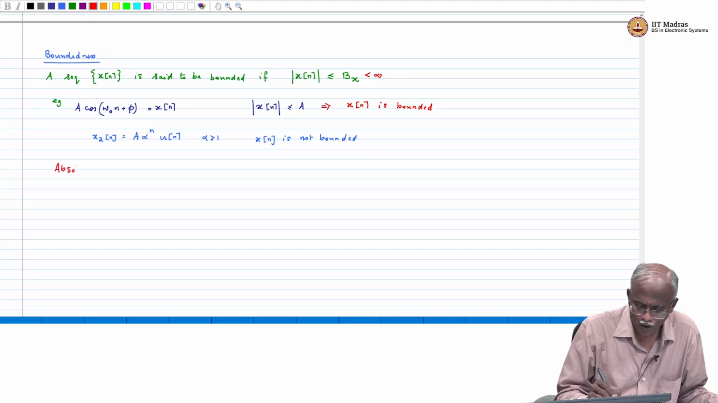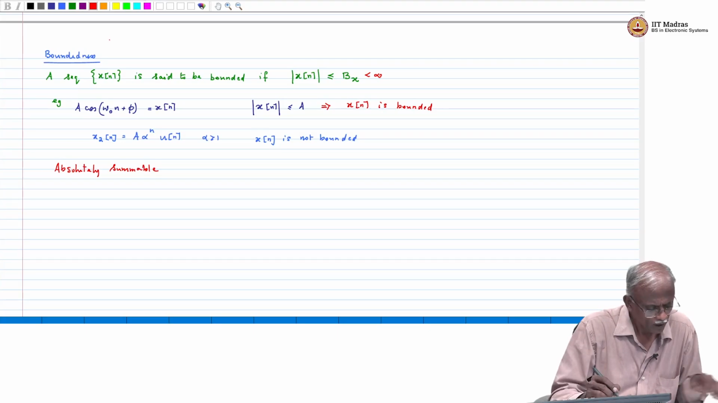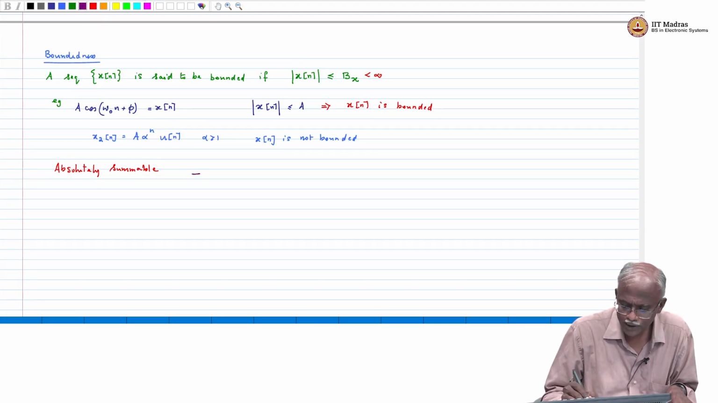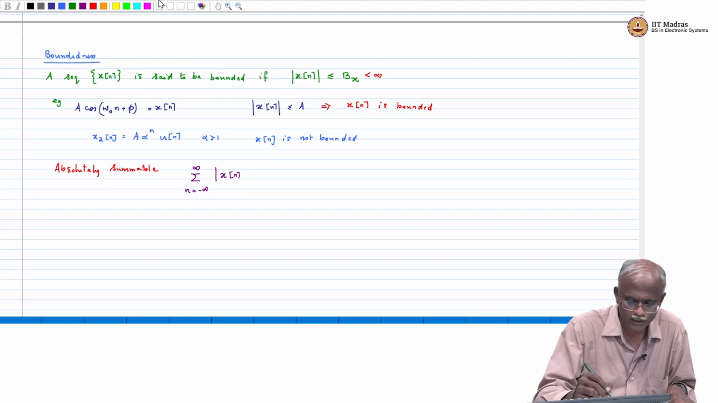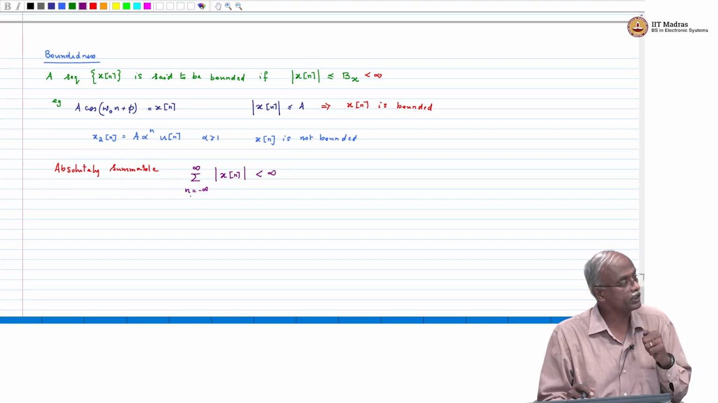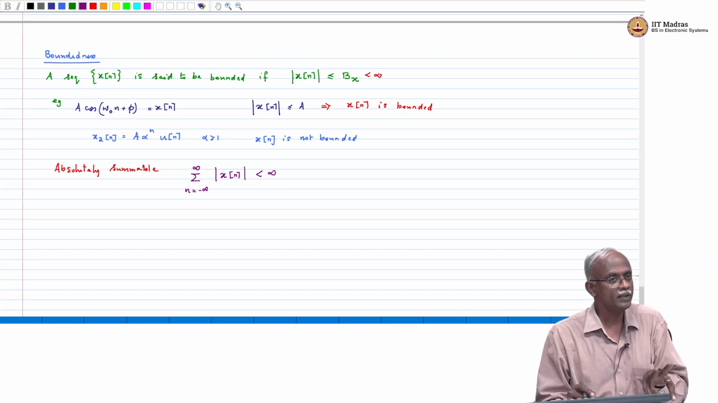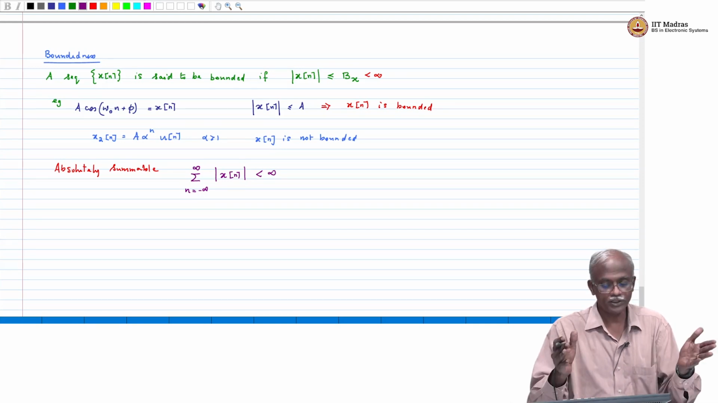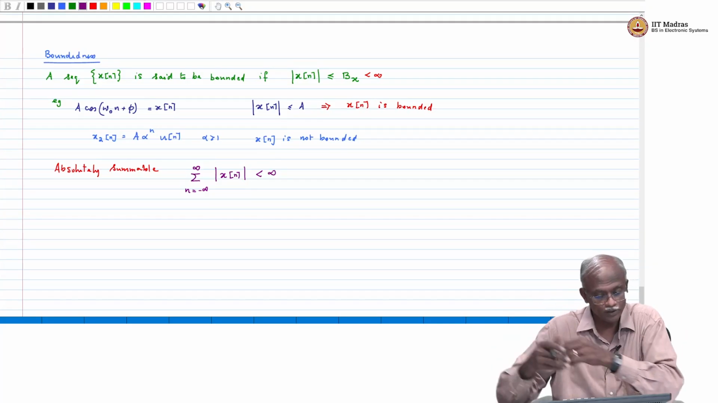There is a property called absolutely summable. A sequence is said to be absolutely summable if the summation from n equal to minus infinity to infinity of modulus of x of n is less than infinity. So basically you are taking the modulus of each sample of the sequence and summing it. Give me an example of a sequence that will not be absolutely summable. Any periodic sequence: when you do the summation, it will go to infinity. X of n may be bounded, but when you do the summation, it's not absolutely summable.